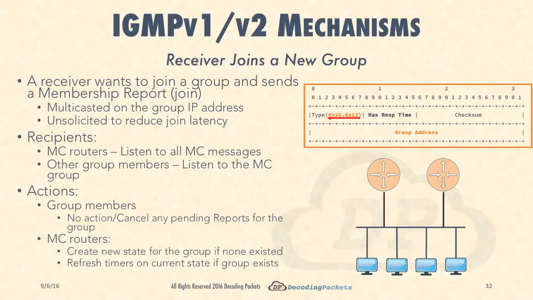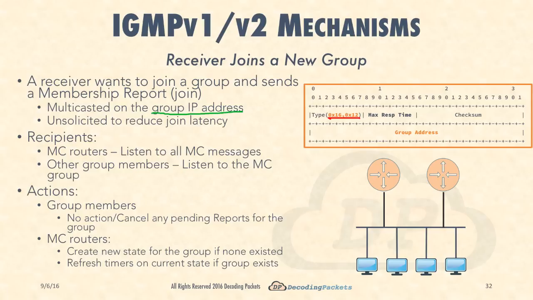The scenario is this. A receiver wants to join a group. Again, it probably got the group information from an application layer. And it sends a membership report. If you remember the membership report slide from like 3-4 slides ago, the actual message is multicasted on the group IP address. So the destination IP is the group IP address.